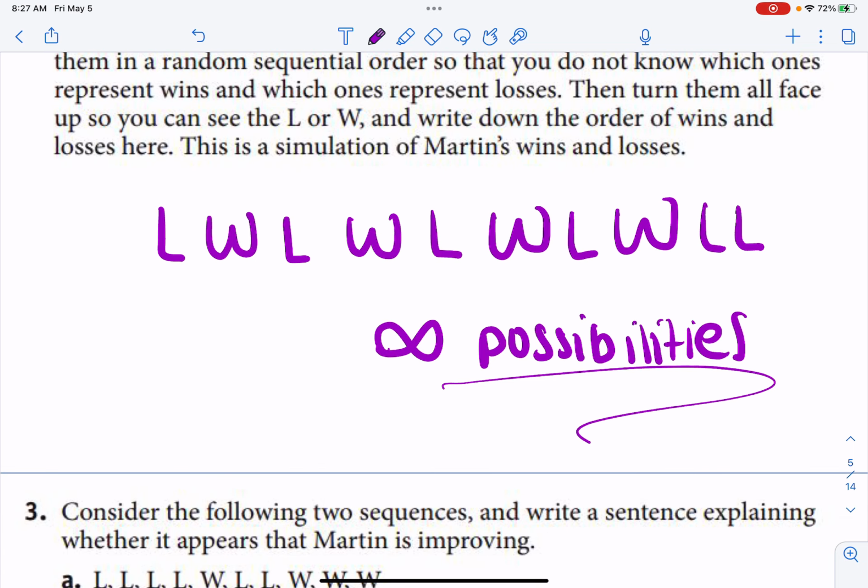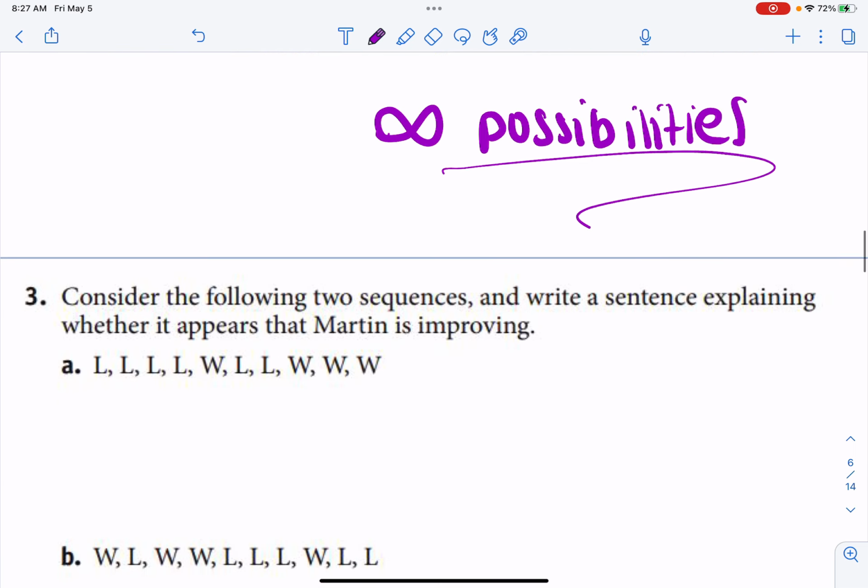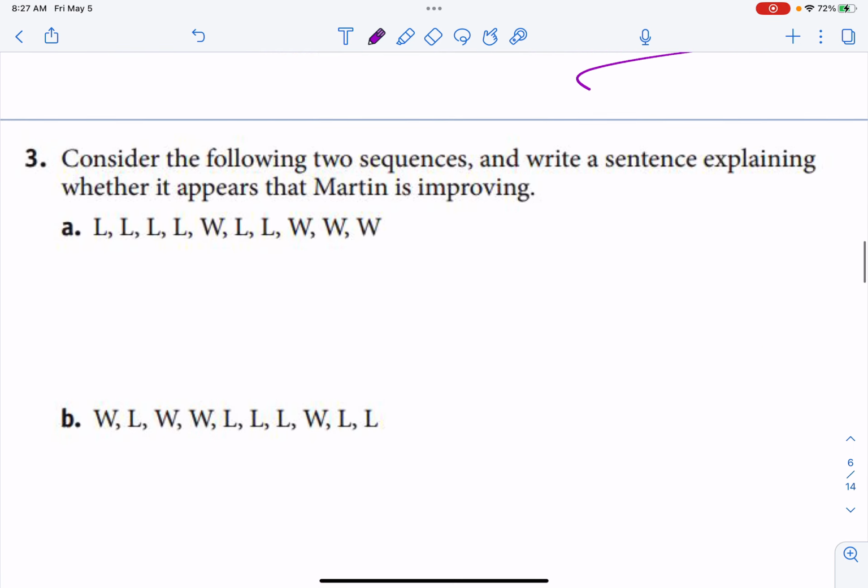Now we're going to look at specific types of sequences that appear. It says, consider the following 2 sequences and write a sentence explaining whether it appears Martin is improving. Okay, the biggest thing in this is that order does matter.